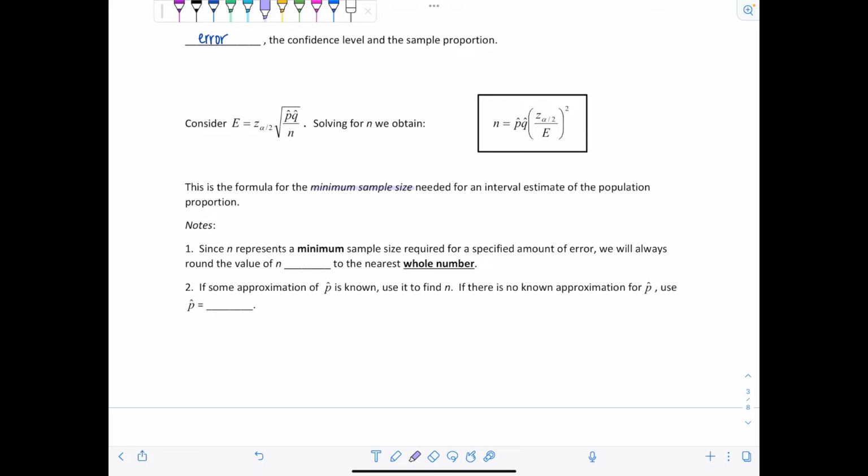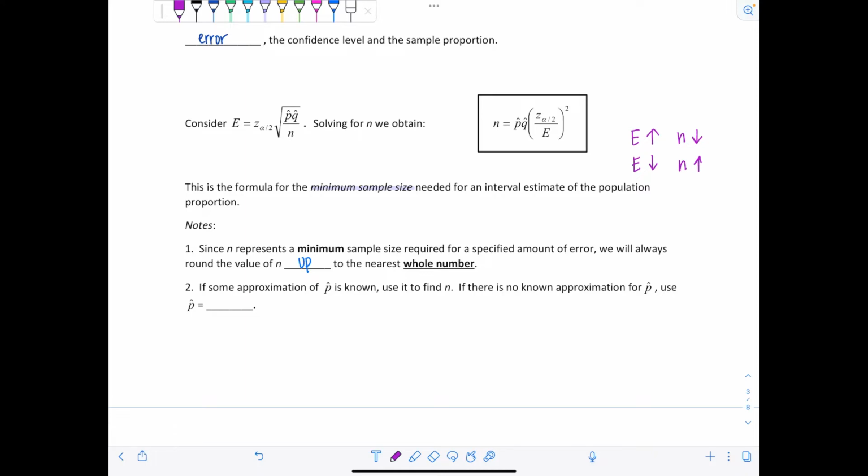So two big things to take away from this. Since n represents a minimum sample size required for a specified amount of error, we will always round the value of n up to the nearest whole number. So if from this formula you get something like n equals 14.000001, you have to round that up to 15. Because if you round down to 14, error goes up. Those two quantities are inversely related. Error goes up as n goes down. Error goes down as n goes up. Okay? So if you have any little decimal carryover, gotta pop n up to the next integer.